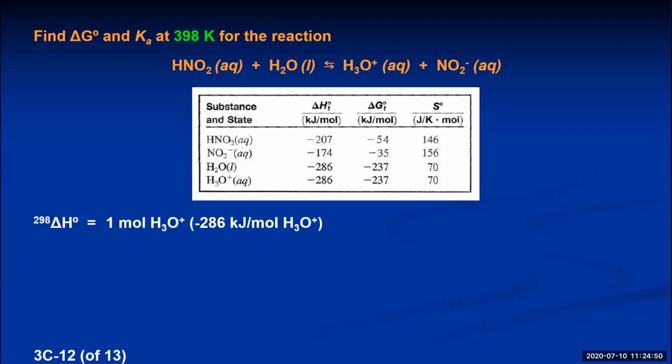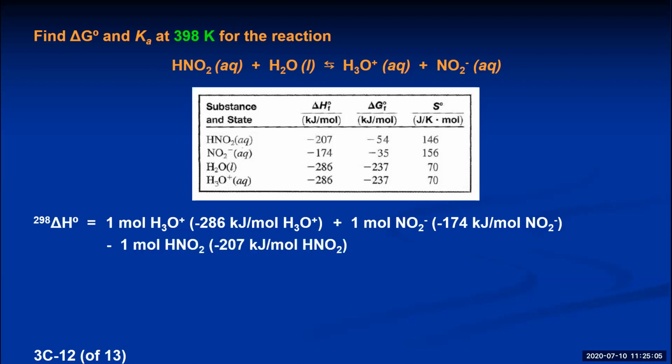So 1 mole of hydronium multiplied by its enthalpy of formation, negative 286 kilojoules per mole, plus 1 mole of nitrite multiplied by its standard enthalpy change of formation. Going to the reactant side, minus 1 mole of nitrous acid multiplied by its standard enthalpy change of formation, and then minus 1 mole of water multiplied by its standard enthalpy change of formation. And the moles all cancel out. I wind up getting kilojoules for this.